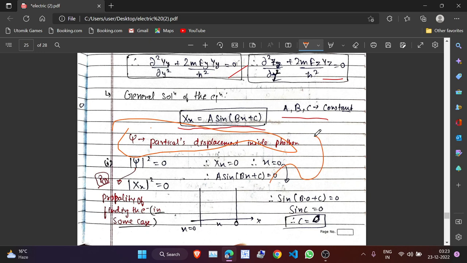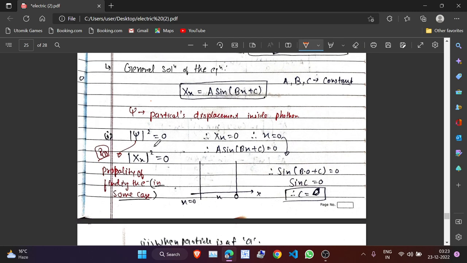If you remember the formula, this represents the particle, so the psi represents the displacement of the particle inside the box. And psi square is the probability of finding the electron. In some cases it is 0. If it is 0, then psi x is equal to 0, then a sine bx plus c is equal to 0, then bx plus c is equal to 0, then c is equal to 0.